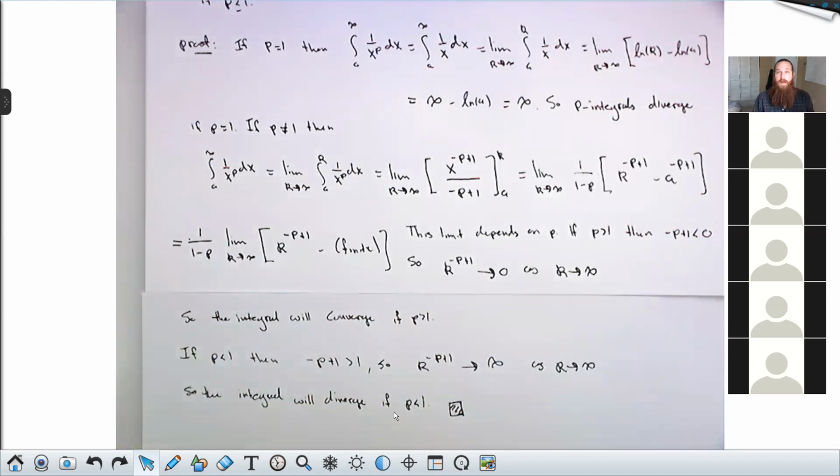So 1 over x is the magical tipping point. P equals 1 is the magical tipping point. If the power in 1 over x to the p is bigger than 1, then the integral will converge. If the power in 1 over x to the p is less than or equal to 1, then the integral will diverge. And you can kind of put that together with the graph pictures we were looking at. If you're above the 1 over x graph, you've got to diverge because you're bigger than a divergent integral. And if you're meaningfully below the 1 over x graph, then the integral will converge.